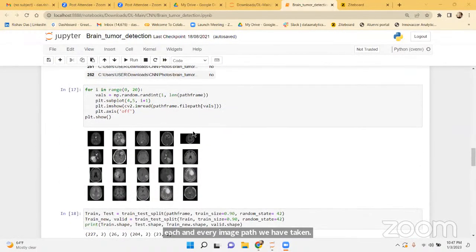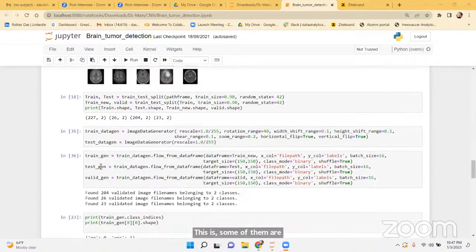Now the next thing is we are trying to plot multiple images together to see how the data looks overall. In the first instance, we just plotted one image. Here we are plotting multiple images. Okay. So you can see some of the brains having a tumor. Some of the brains are healthy. This is healthy. This is healthy. This is healthy. This is healthy. Some of them are having tumor.